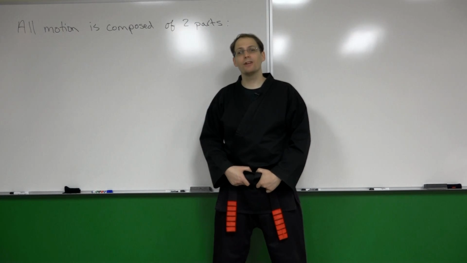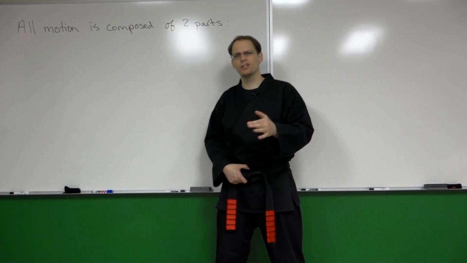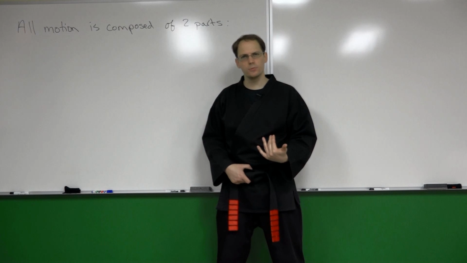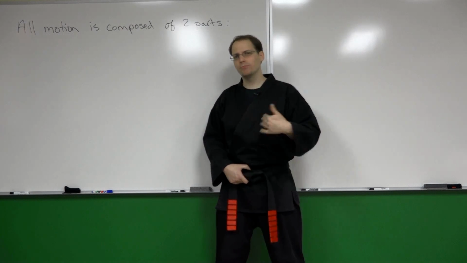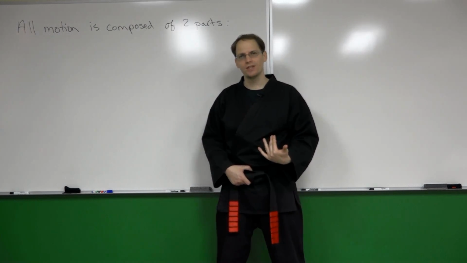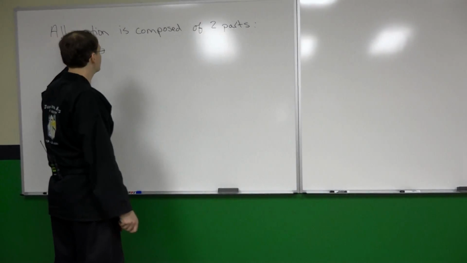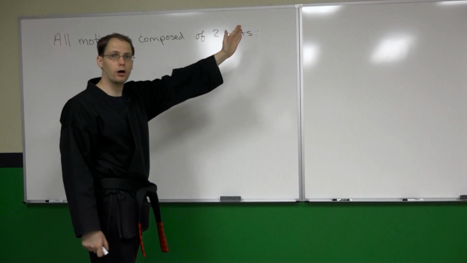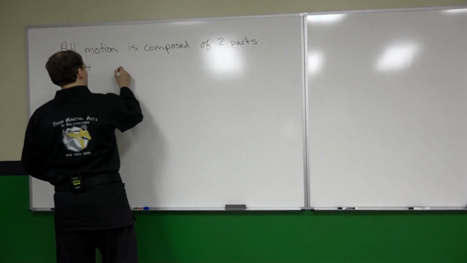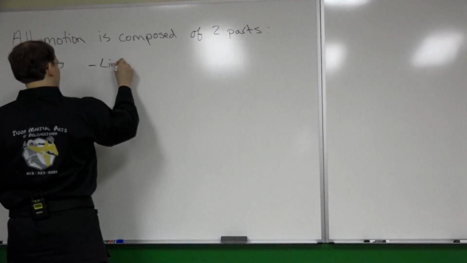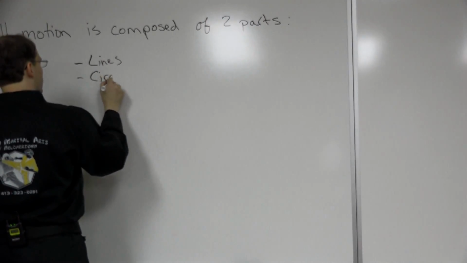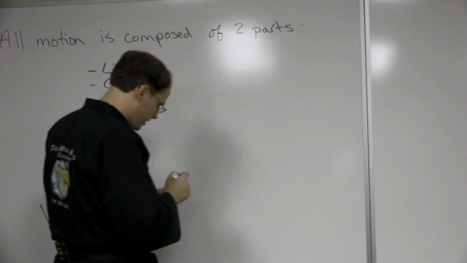Welcome back. Today we're going to look at the geometry of motion. I want to share with you a very simple, straightforward principle, but it's one that can have many implications in your martial arts techniques. Now that principle is an observation of motion, which tells us that all motion is composed of two parts. Now those two parts, of course, are both lines and circles. So there's both linear and circular movements within our techniques.